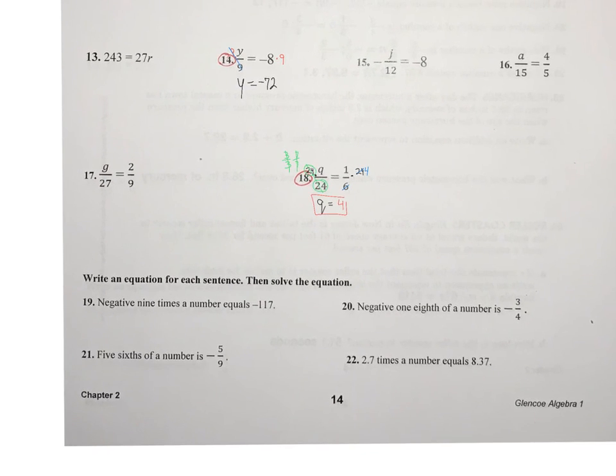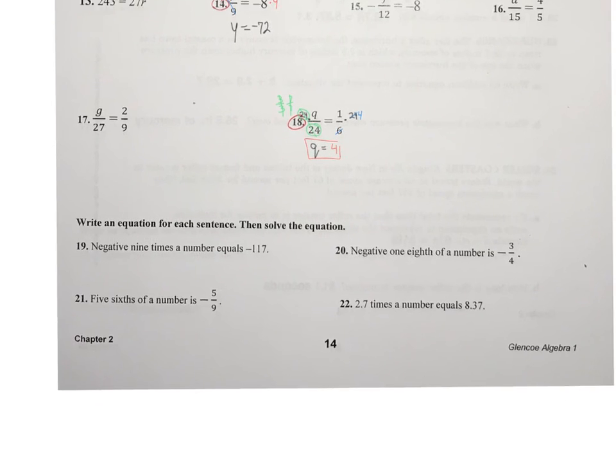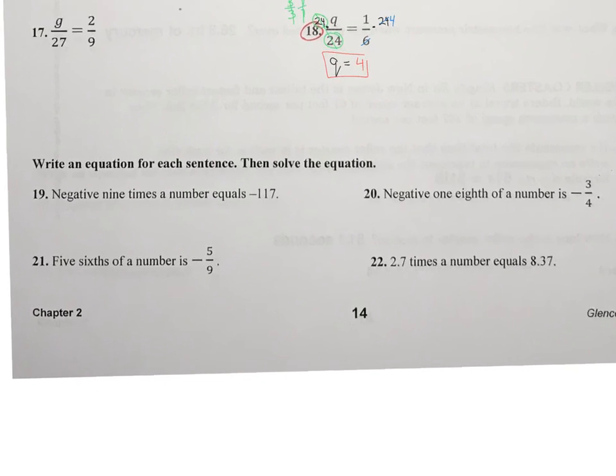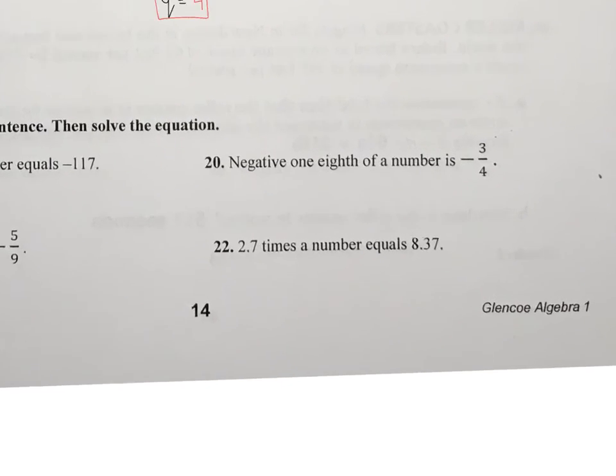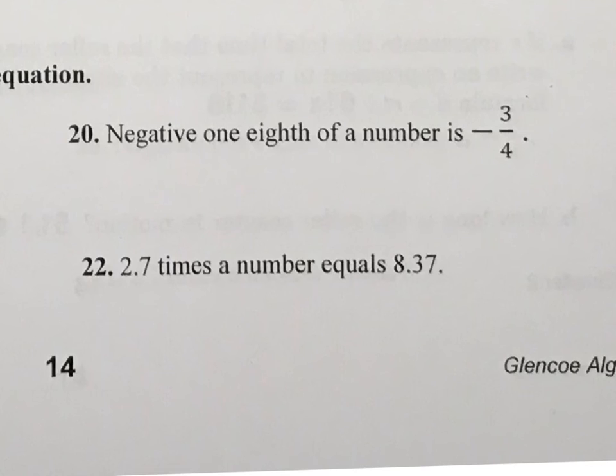We are going to go through question 21. Would anybody like to see 19, 20, or 21 right now? Pick one. 20? Sure, why not? 20. Negative 1/8. Could we write that? Yeah, that's easy. Negative 1/8 of a number. We don't know the number. So what are we going to use to represent a number? X. Negative 1/8 x is, that means equals, negative 3/4.